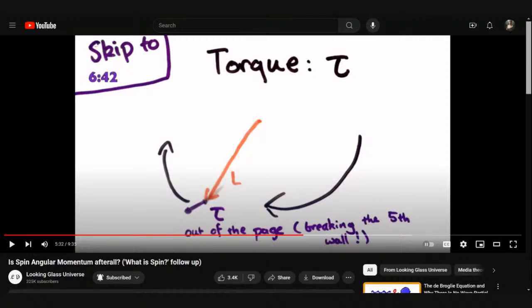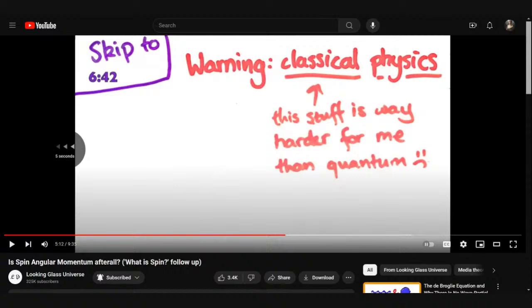What? Where is tau? I don't get it. Torque tau. Which is torque tau? She has so many. I see L. What is L? L means it's rotating about the L axis. Where is the axis for tau? And which is tau? There's so many arrows. What is going on? What is she saying here?